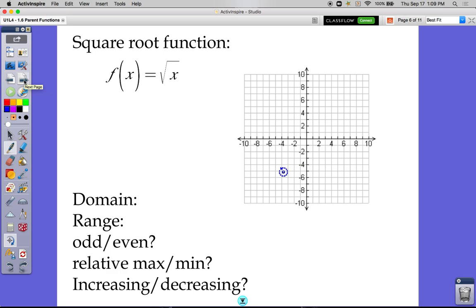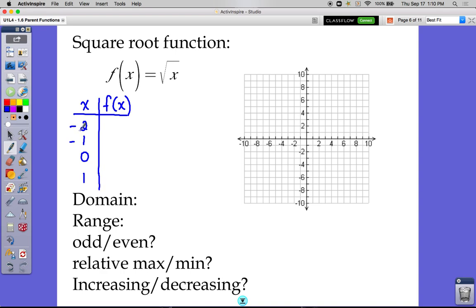The square root function. This one needs a little bit of care. You've got to be careful with some of the numbers. For this one, if I made a table of values to try to graph this guy, I might say x and I might say f of x. And then I say -2, -1, 0, 1, and so on.